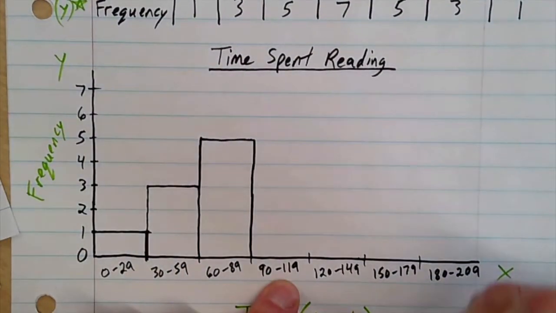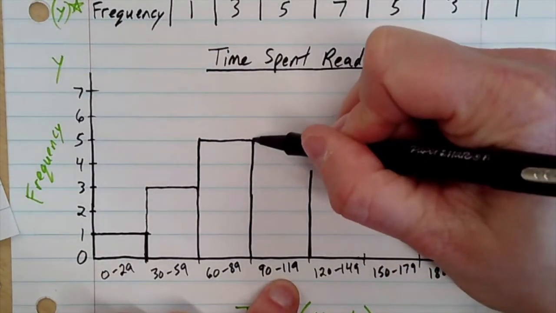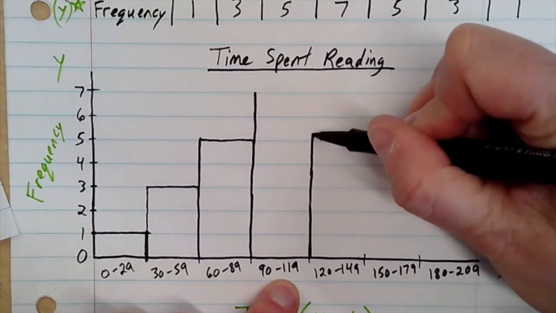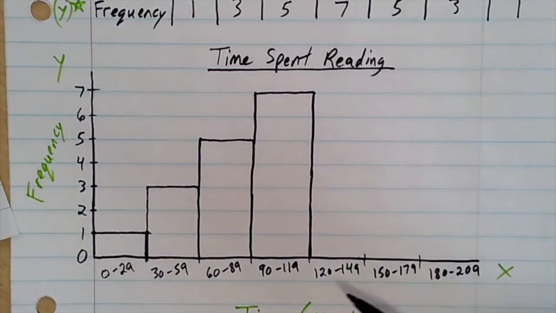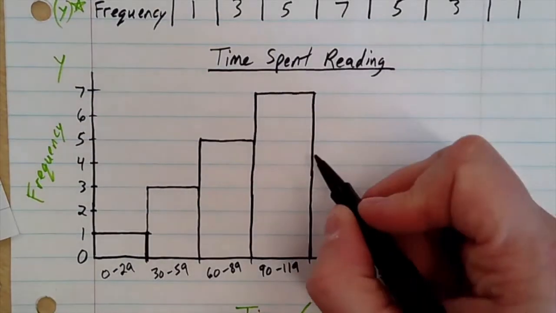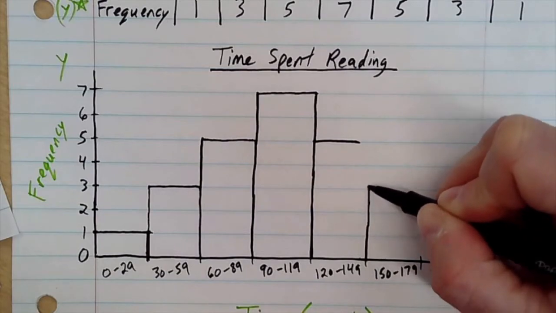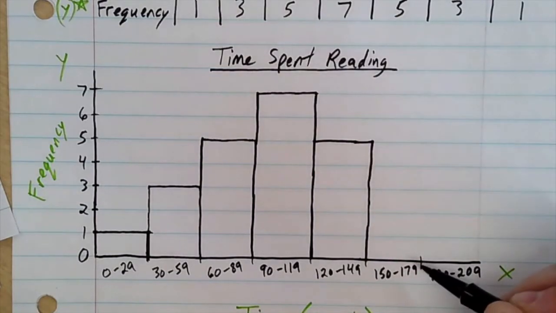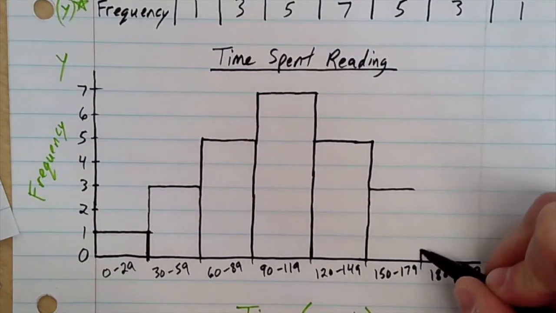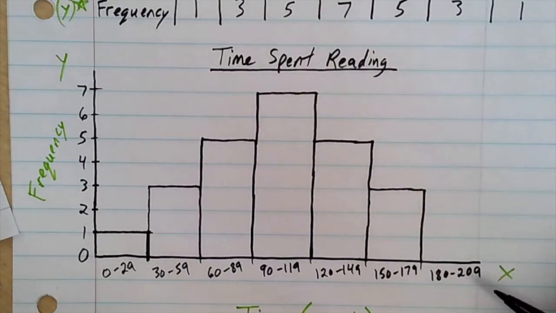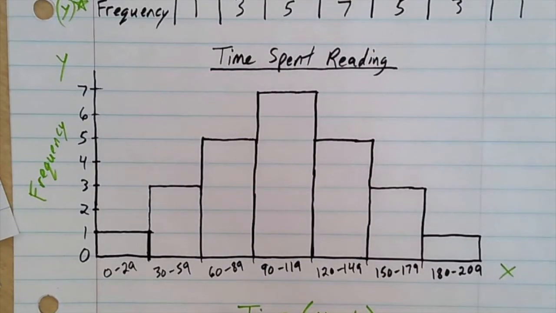This one's 7, so this line has to go up here to 7. This one goes straight up. So they share the same sides, essentially. There's no gaps in between them. The 120 to 149 goes up to 5, so you could just start at the 5 and work your way this way and go up. Nice and neat. This one was 3, so over 3 this way, straight up. And then this one is 1 and down. So it looks like we're all done.